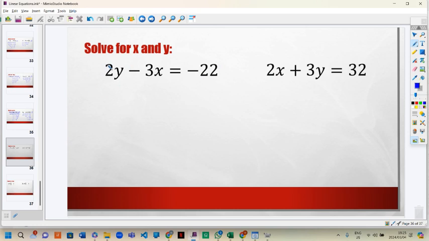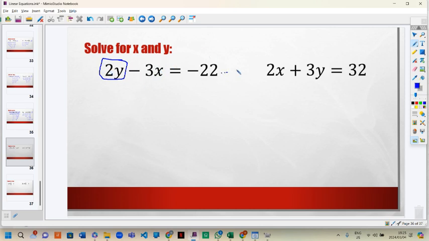Okay, I always like to choose the lowest one, so I'm going to choose the 2. I just like to do that because it's lower, it's the least. I know that you can use the 3, you can use the 3x, make that the subject. That's fine, but I like to use the lowest.